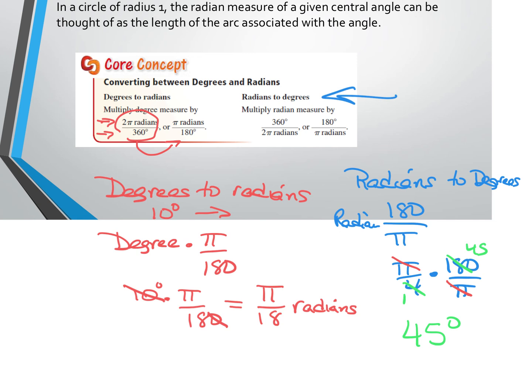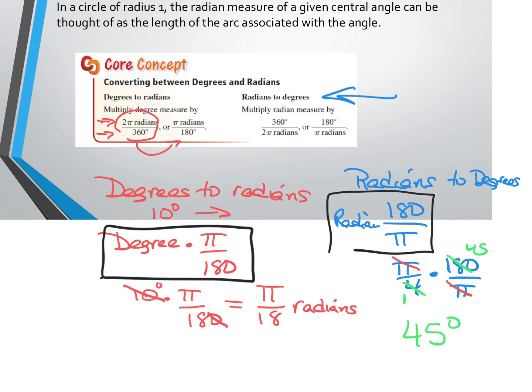Yes? Is the 10 or is that just an example? That's just an example. So the formula is just this: the degree measure times pi over 180, or when we go the other way, it's the radian times 180 over pi. So let's try 2 examples on the next slide.